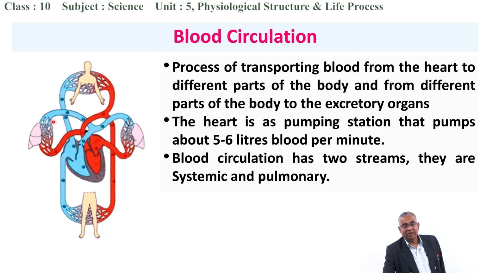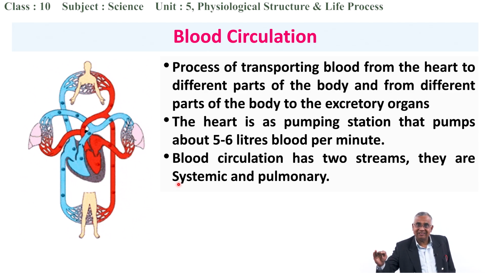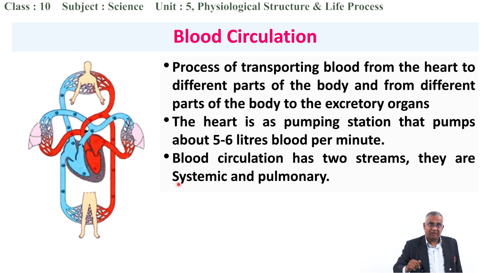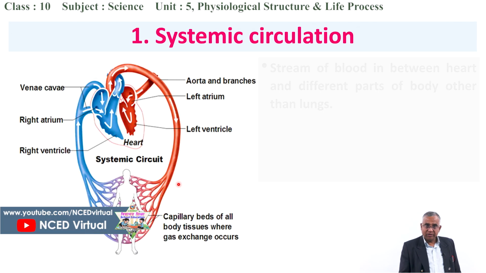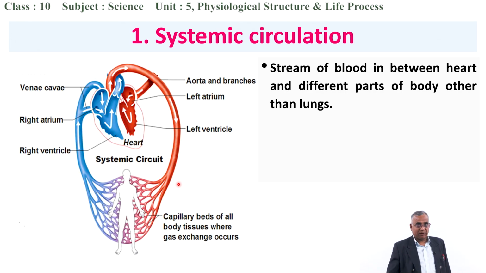Pulmonary circulation. And the circulation of blood from the heart to different parts of the body other than the lungs, and again into the heart from these different parts, is called as what? Systemic. Don't say systematic. Systemic circulation. In this way, there are two types of circulation in the human body. At first, we are going to see systemic circulation. Already I told you that it is a stream of blood between the heart and different parts of the body other than the lungs. So here, for your simplicity, the whole body is given.